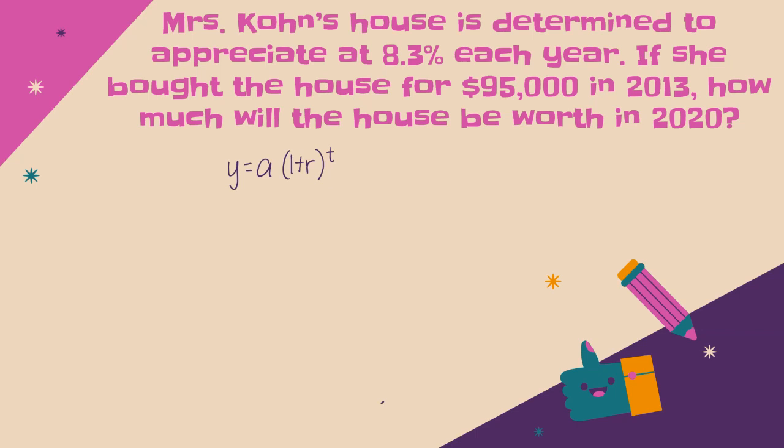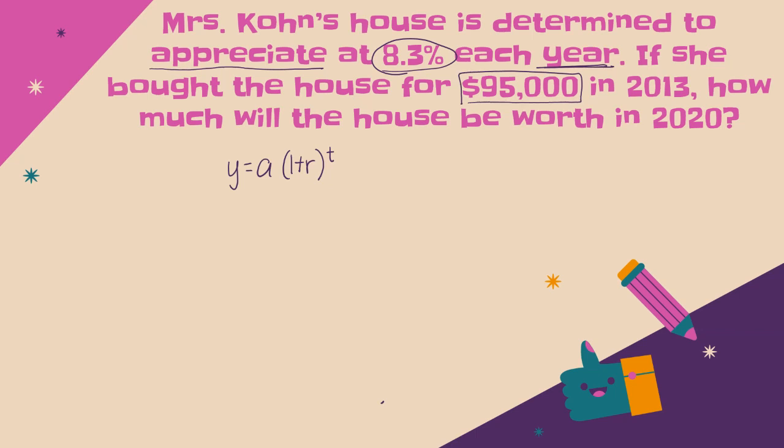So we've got a lot of information here about Mrs. Khan's house. We know that it's growing in value because that's what the word appreciate means. Appreciate means that the value is growing, and it's usually exponential because it's growing at a certain percentage rate, which in this case is 8.3% each year. Now there's our unit of time, okay? We're looking at years. So if the house was bought for $95,000, how much will it be worth in 2020?